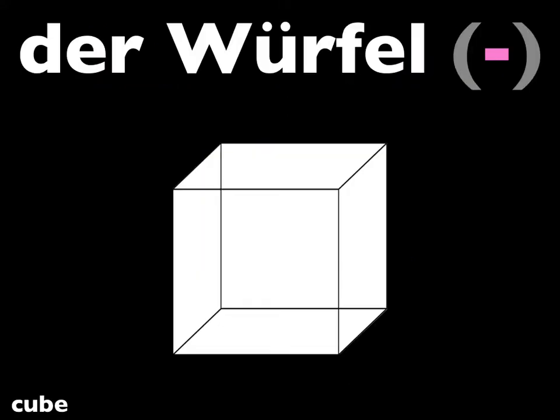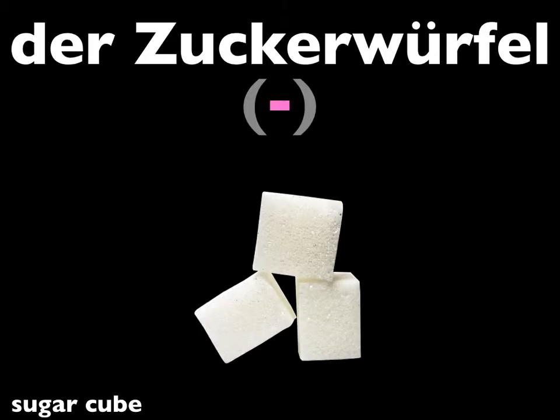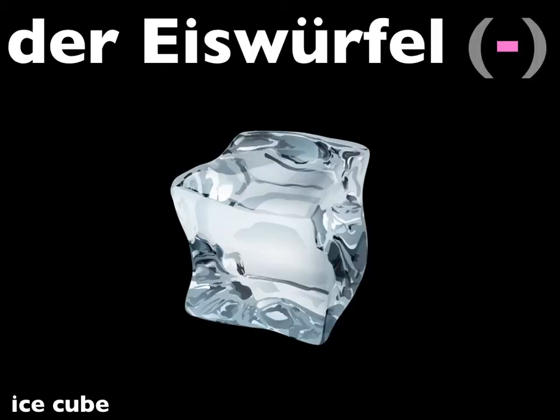Let's continue. Der Würfel, der Würfel. It doesn't only mean cube though. Repeat again, der Würfel. It's a word for a die, or in the plural, dice. The plural in German, die Würfel. Let's continue. Repeat, der Zuckerwürfel. Der Zuckerwürfel. Which makes sense, of course, as well as this one. Repeat, der Eiswürfel. Der Eiswürfel.